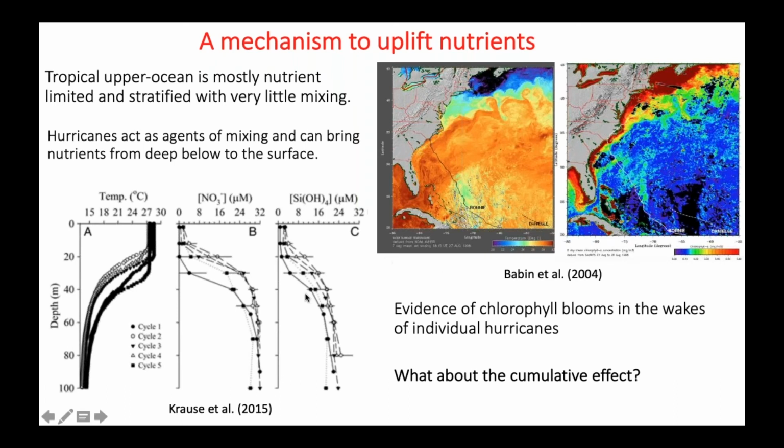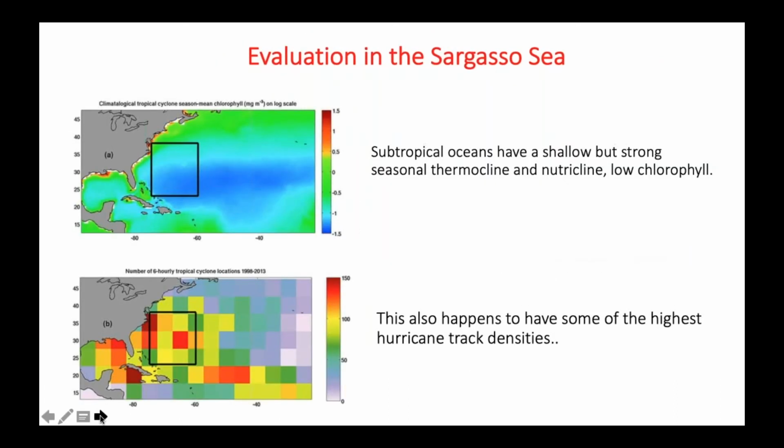So to answer this, we performed an analysis in the western subtropical North Atlantic. This is the domain that we have chosen for this analysis, and this region is known as the Sargasso Sea. This is again known as an oceanic desert with very little chlorophyll, as you can see from this figure. You don't have too much chlorophyll here.